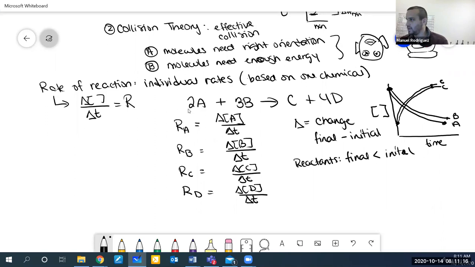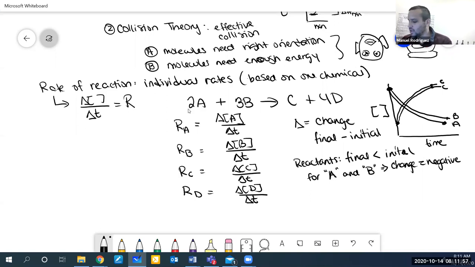So we know that for A and B, and A and B are my reactants, the change should be negative. But when we are working with change or reaction rates, we don't want anything to be negative because I always compare rates to speed, and you never drive at a negative speed. You're either going one way or a different direction, but you're always driving at a positive speed.